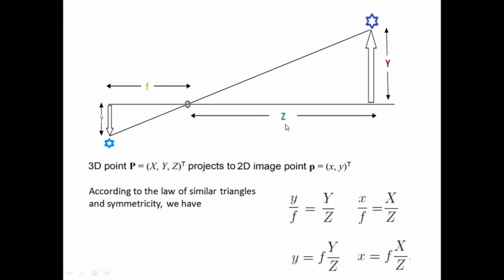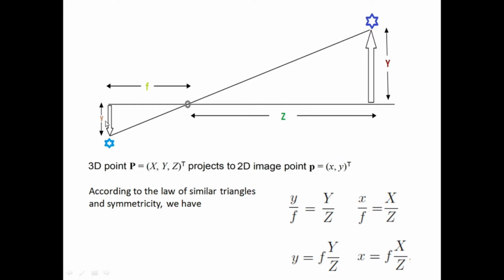So this Z indicates the distance between the lens of a camera, or the pinhole. Of course I have called it a pinhole, but it is nothing but the lens of a camera. So the distance between the lens of a camera and your object is represented by Z as a notation. So small y by small f equals capital Y by capital Z.